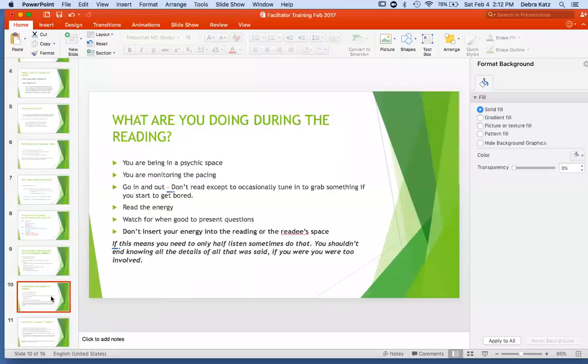Now, I want to just say here, so what are you doing during the reading? Again, you're being in your psychic space. You're monitoring the pacing and the timing, like we talked about. You can go in and out of the reading, listening here and there and then paying attention to other things going on, but don't go in so much.